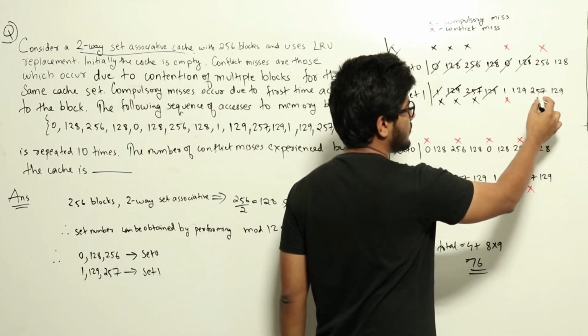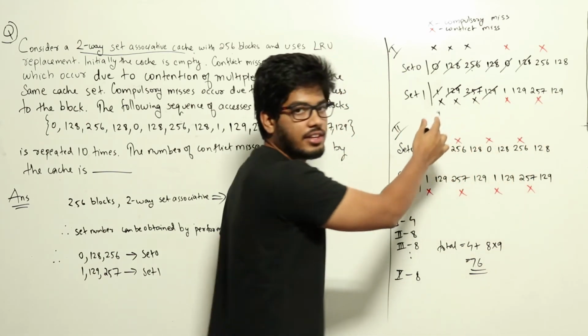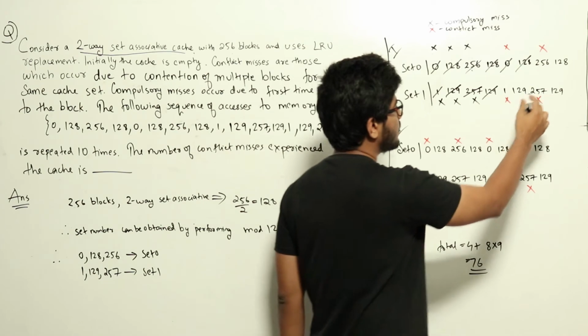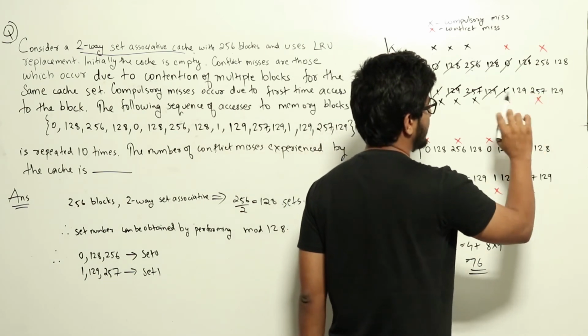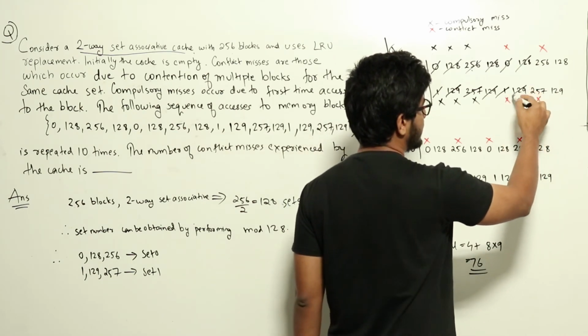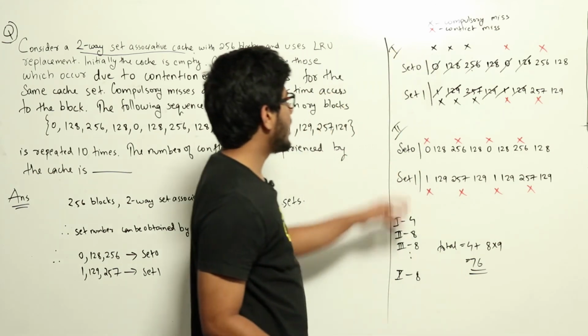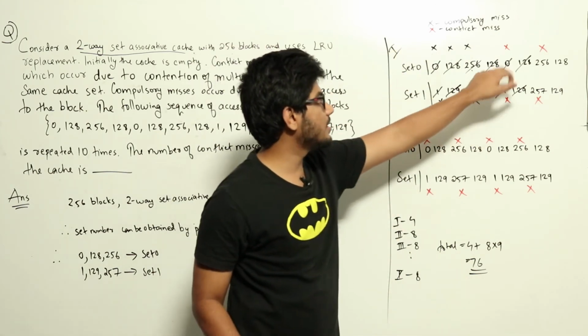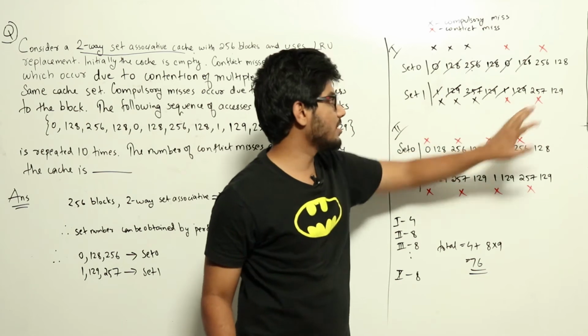Then we are asking for 257. Now 257 also we had added to the cache. Now it is gone from the cache. So this is again a miss. It's a conflict miss. 129 is there in the cache, so it's fine. So after one iteration, we can see that it has caused 4 conflict misses.